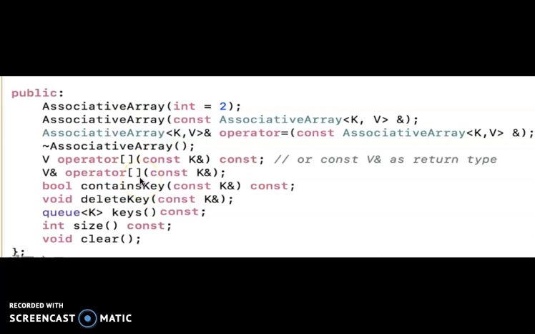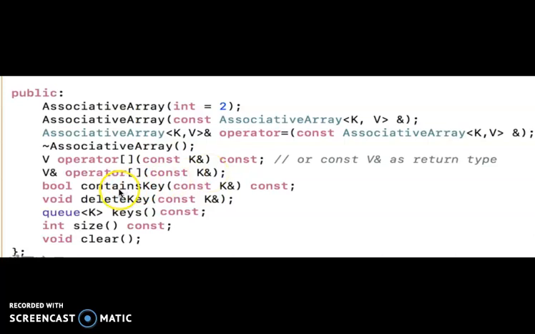But before, for the regular array, we were using the int, the index. But here, we no longer use the index, we use the key. So this key can be any data type, so we use the K to refer to that. Since your key can be any data type, possibly they can be objects. So we're using the constant reference.